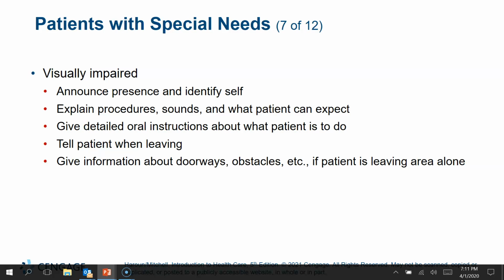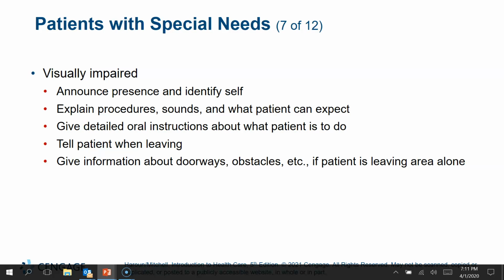So we need to say, I need to take your blood pressure. So I'm going to go ahead and grab your arm and put the blood pressure cuff around it, and let them know step by step what we're going to be doing. Okay? We let the patients know if we're leaving. Don't just walk out of the door because they don't know if we're gone or not. And that can be scary for them.